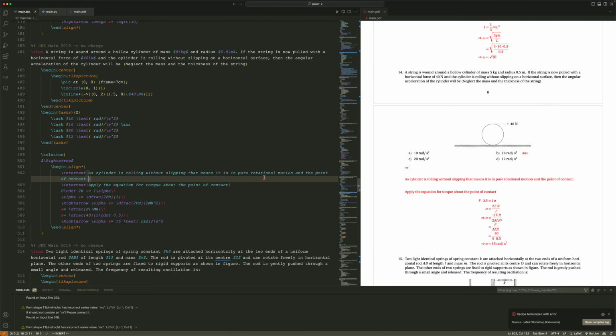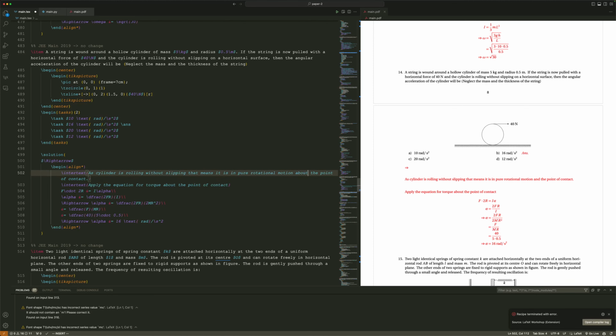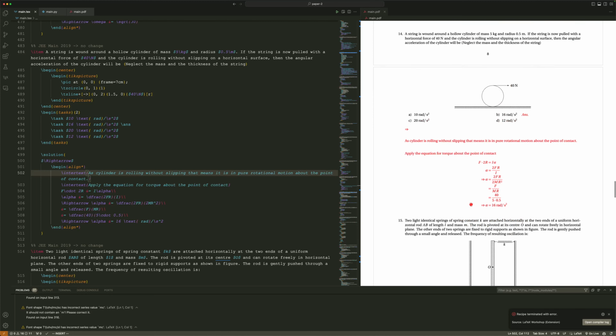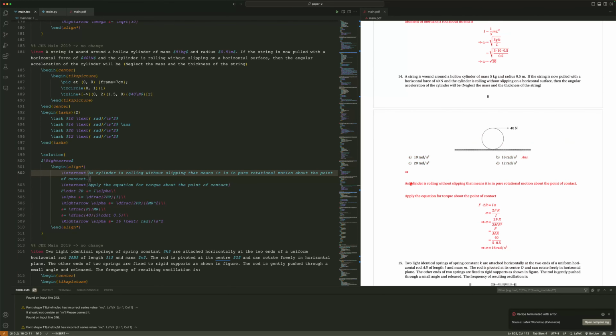I think this is a much better solution. As the cylinder is rolling without slipping, that means it is in pure rotational motion about the point of contact. So we can apply the torque equation. Yes, it's right. Let's move on to question number 14.